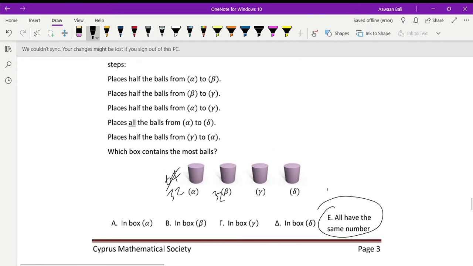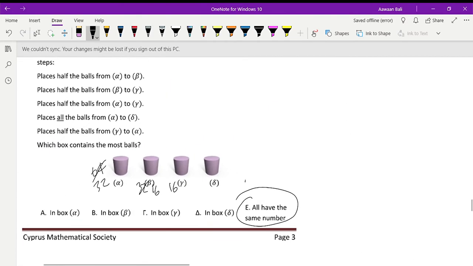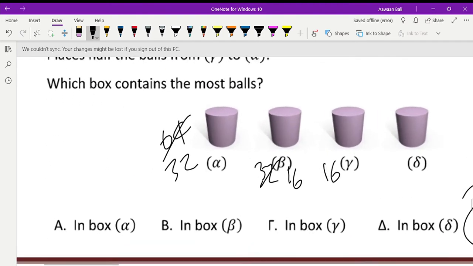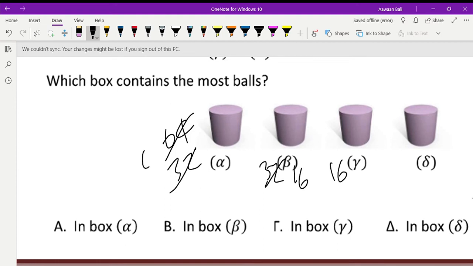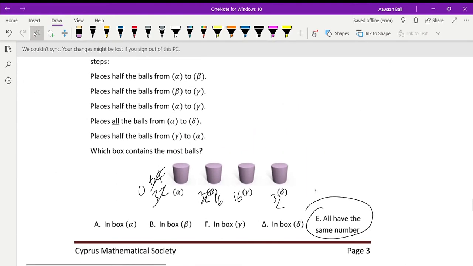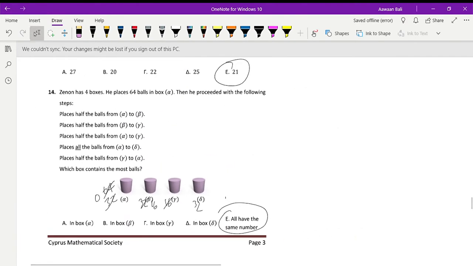Place half the balls from beta to gamma. Half of 32 is 16, so 16 and 16. And place all the balls from alpha to delta. So there are no more balls here, and there are 32 balls here now. Place half the balls from gamma to alpha. So now, no, sorry.